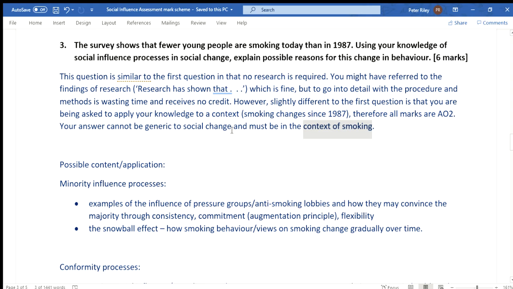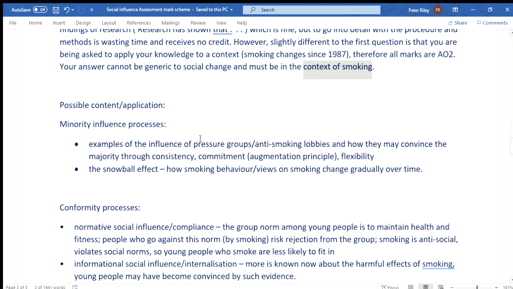So this is one where you often get students feeling really confident that, yeah, I've written a really good answer because they've talked in a lot of detail and used the correct terminology for social change, but because they haven't done it specifically to the context of smoking, they score very few marks. And they're quite surprised generally when they get their answer back and it's so low. So just please make sure that your answer is referring to the context of smoking.